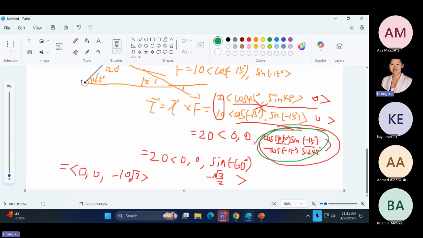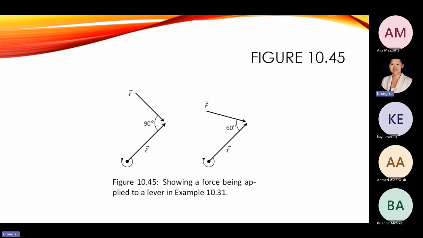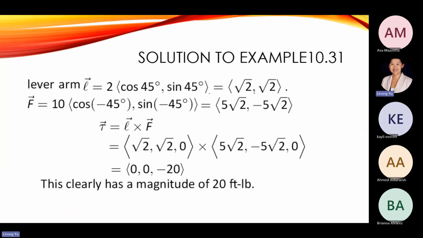So cosine 45 times sine negative 15 degrees minus cosine negative 15 degrees times sine 45 degrees. We can calculate the decimal value, but make sure your calculator is in degree mode. I felt like that can be combined together, that's why I wanted to explain the subtraction angle formula. The textbook already provided the solution for the first scenario. The lever is √2 vector. The force is 5√2 and negative 5√2.